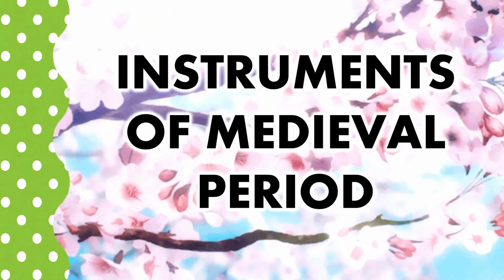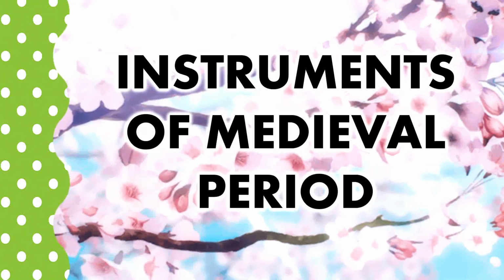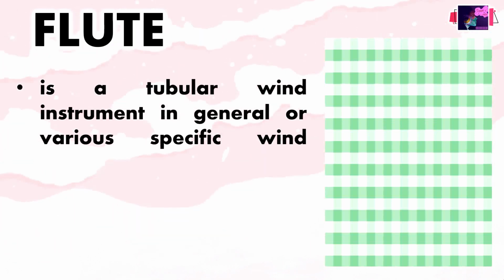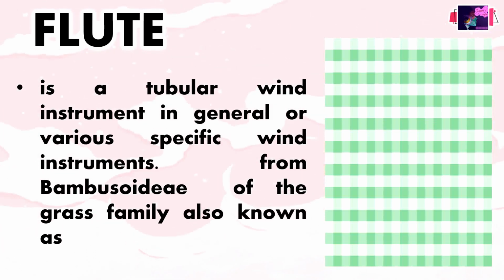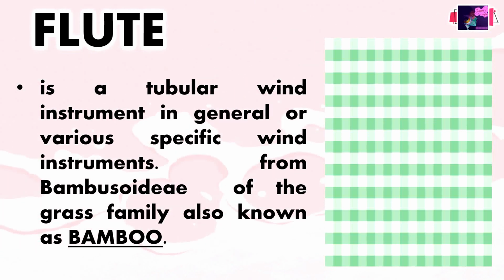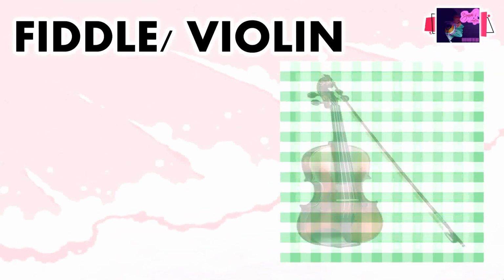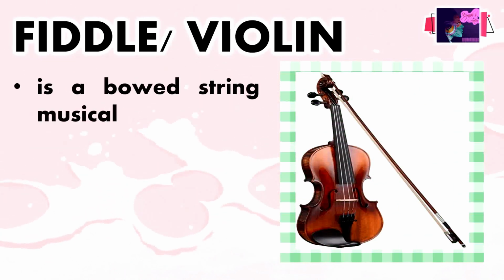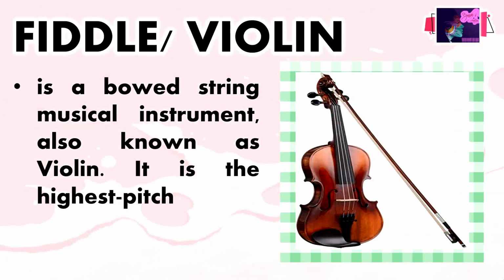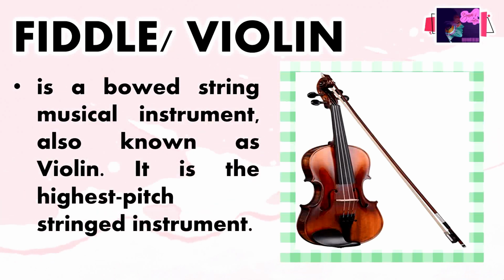Let's now have the instruments of the medieval period. Let's now have the flute. Flute is a tubular wind instrument in general, or a very specific wind instrument made from bamboo, of the grass family. So here is a flute. We also have the fiddle or violin. It is a bowed string musical instrument, also known as violin. It is the highest pitched string instrument of all.